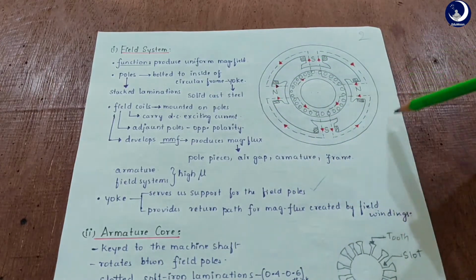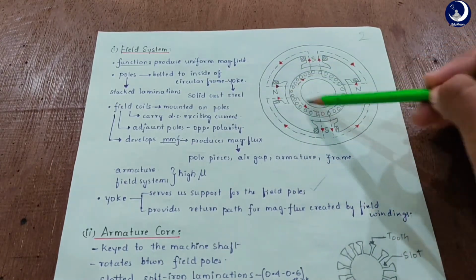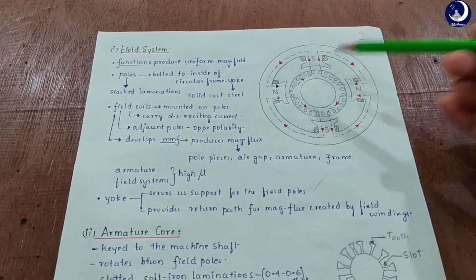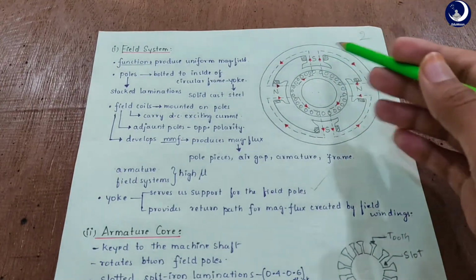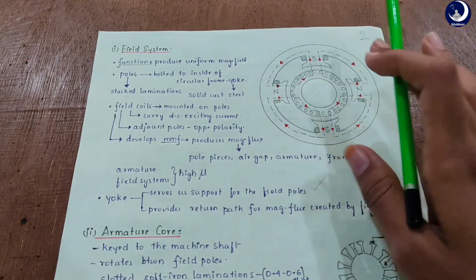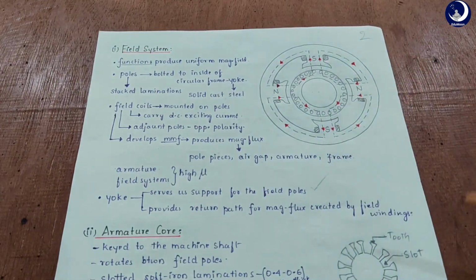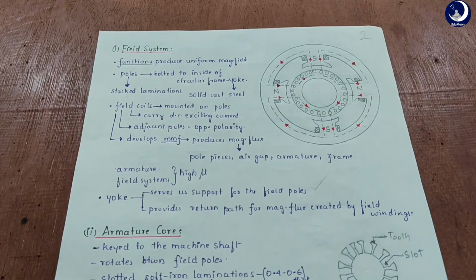So these are four paths, this one first, second, third, fourth. If you observe this diagram, I have shown you four paths for the magnetic flux as there are four poles, and this is how the poles are connected through the field winding. So this is about the field system. Next we will see about the armature core.